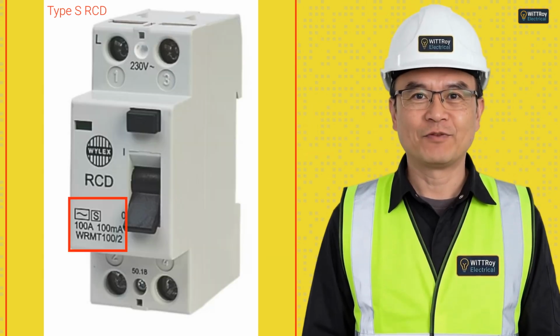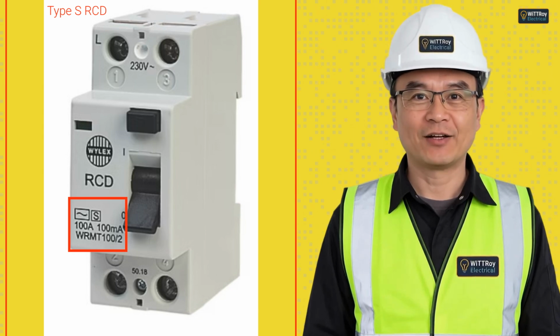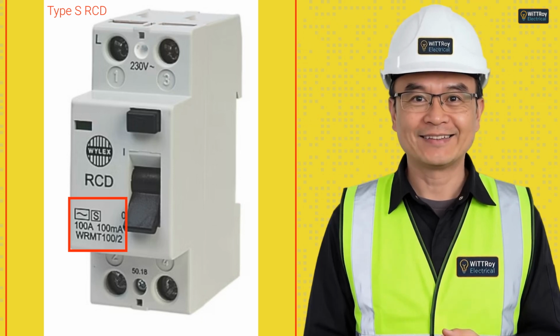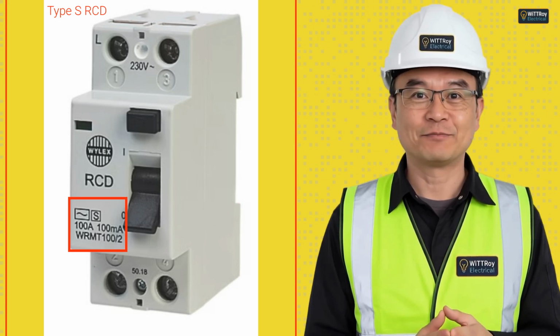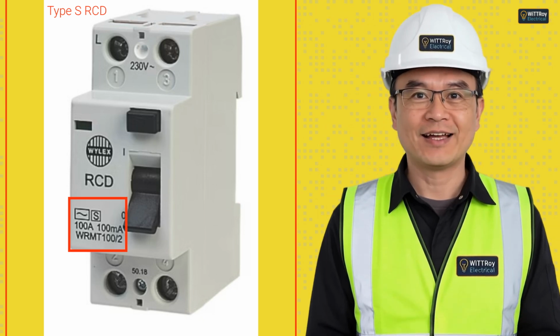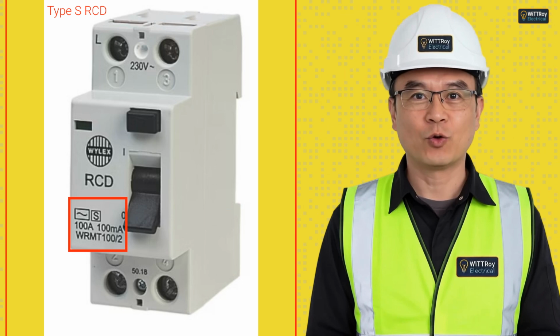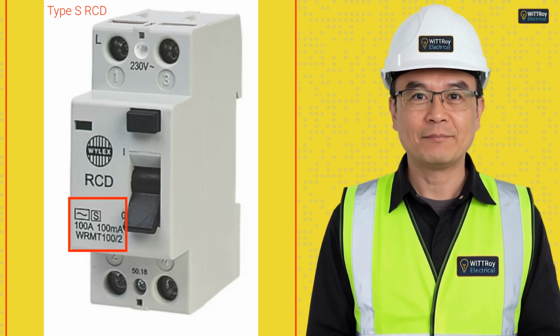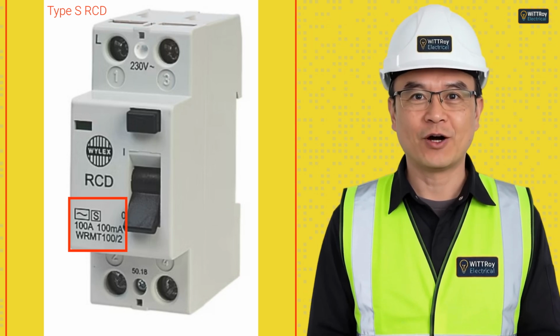Let's look at this device. First, look at the symbols. I can see the AC sine wave symbol, so it is a type AC RCD. I can also see the letter S. This is a type S RCD. The S means selective or time delay. I can see 100A. That means the normal rated current is 100 amps. I can see 100 mA. That means it trips at 100 milliamps earth leakage.